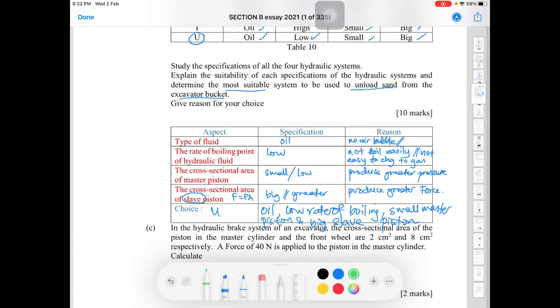Okay, so jadi dapatlah markah penuh. 1, 2, 3, 4, 5, 6, 7, 8, 9 and 10. Jadi jangan lupa nak buat decision which hydraulic system that you want to choose. Jangan lupa ni choose ni. Kalau you tak make the choice, then you tak dapatlah markah penuh. Alright.